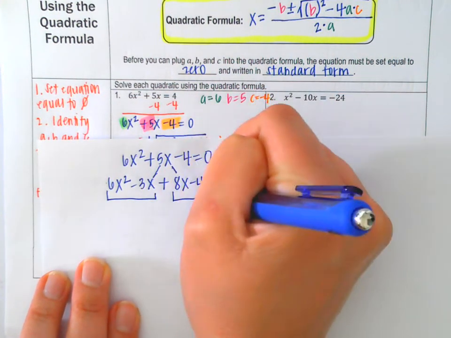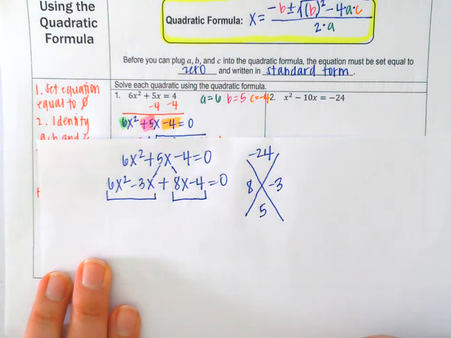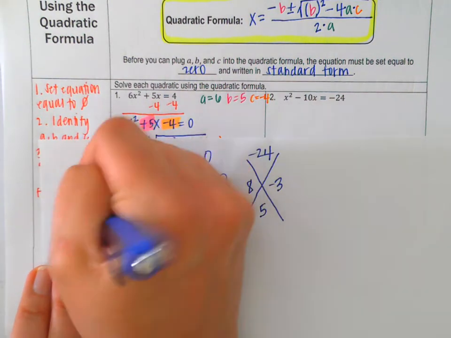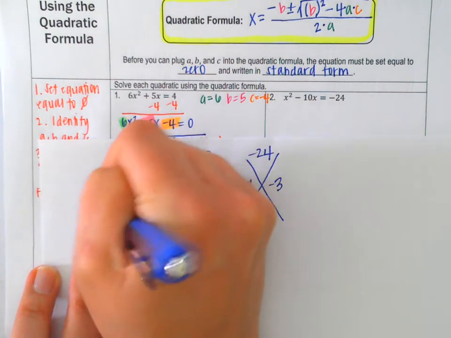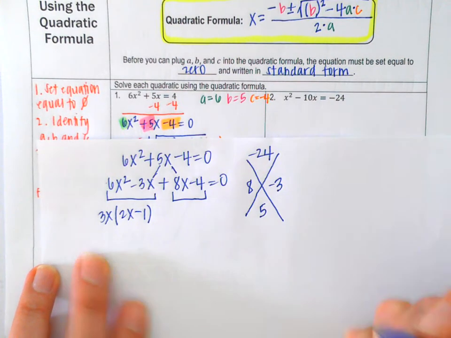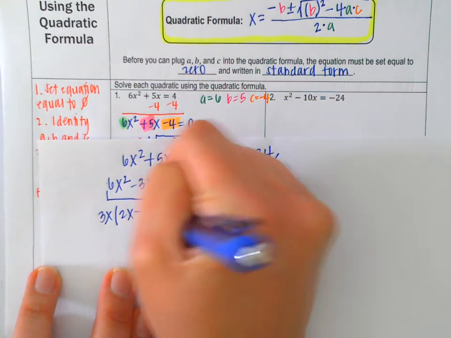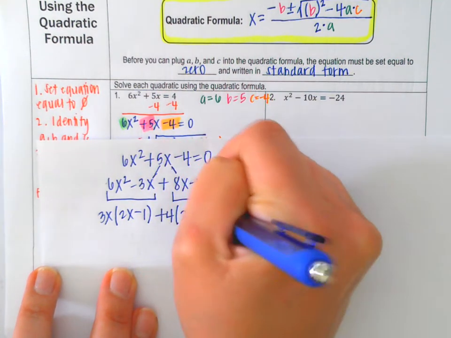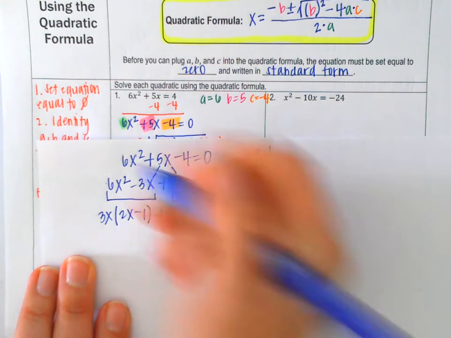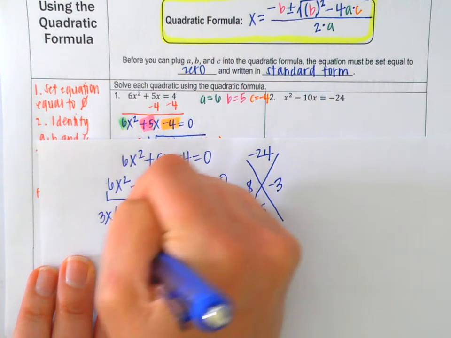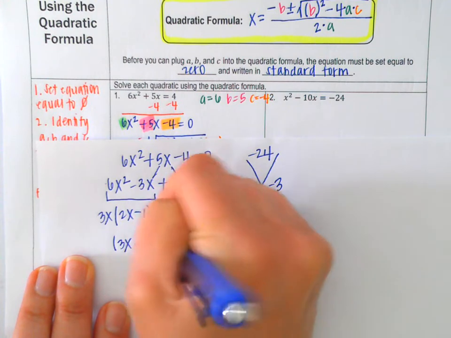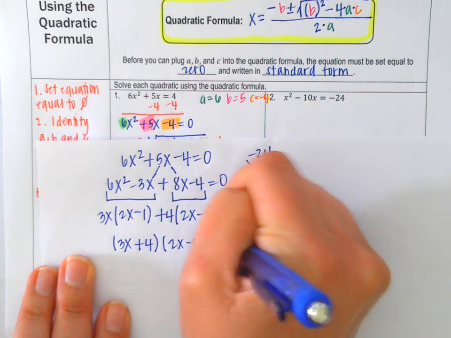I'm factoring by grouping. What can I factor out of 6x squared and 3x? And that's 3x. And I'm left with 2x minus 1. What can I factor out of 8x and 4? And that's 4. And I'm left with 2x minus 1. And then I can write it factored. 3x plus 4 and 2x minus 1.